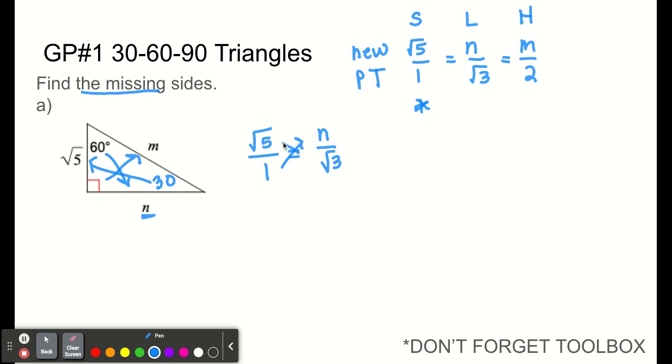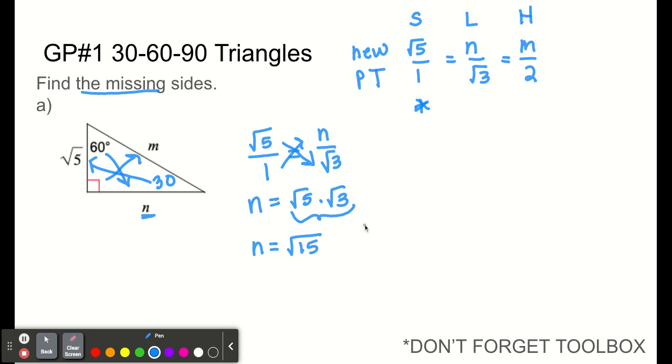We cross multiply. 1 times n is equal to the square root of 5 times the square root of 3. Because both of these values are inside the radical, I can go ahead and multiply those values together, giving me the square root of 15.